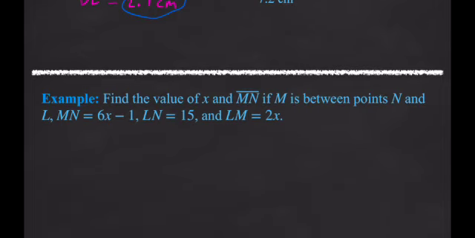Another type of example, they are not going to give you the nice picture. Unfortunately, they will not give you the nice picture all the time. So they are going to end up describing what is going on. Find the value of x and MN. That's segment MN. Notice it doesn't have the arrows on both sides, so this is talking about a line segment MN. If M is between points N and L, MN is 6x minus 1, LN is 15, and LM is 2x.